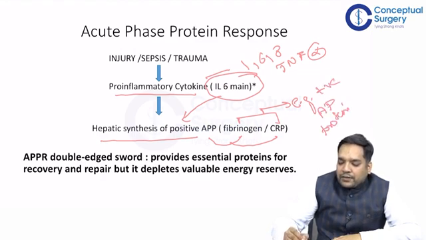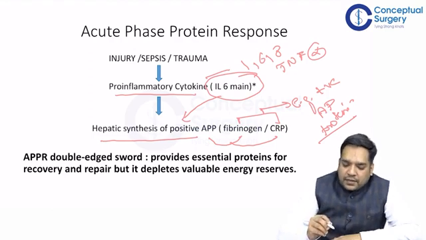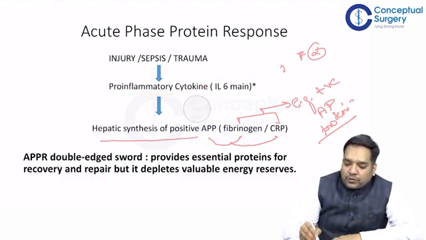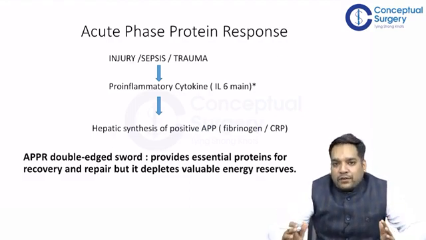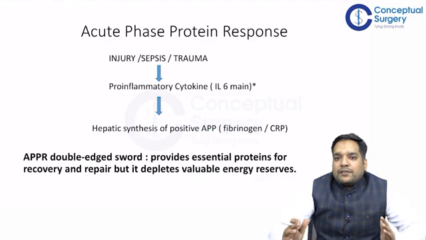And the main factor is IL-6. IL-6 leads to hepatic synthesis of positive acute phase proteins in response to injury, sepsis or trauma. So guys, it is important to know that acute phase response is very important for immediate survival, but it depletes the valuable energy resource. So it is a double-edged sword.